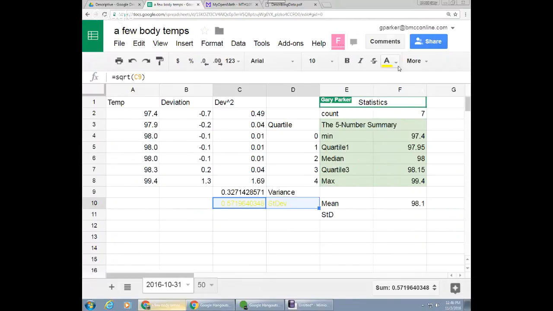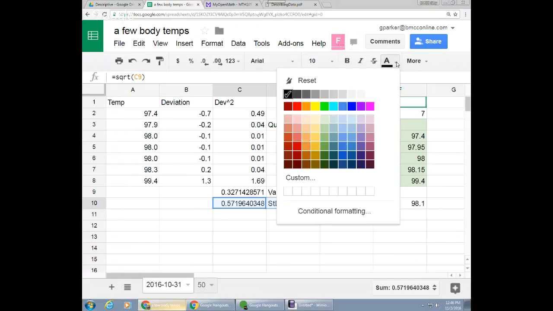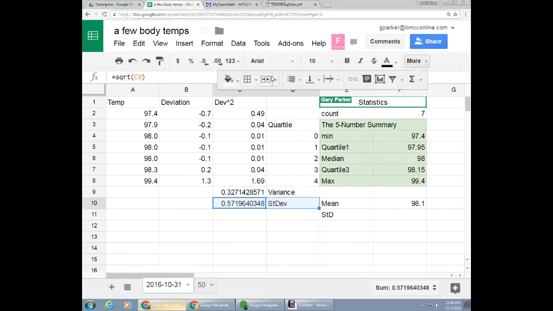Ooh, not that way. Okay, reset. I meant to do over here, highlight. There we go. Yellow.